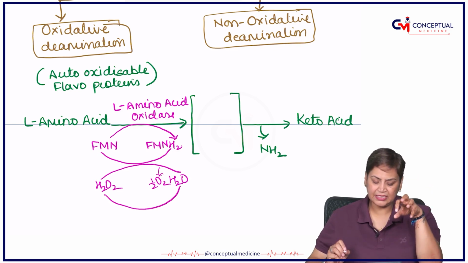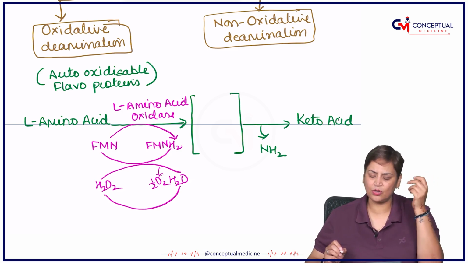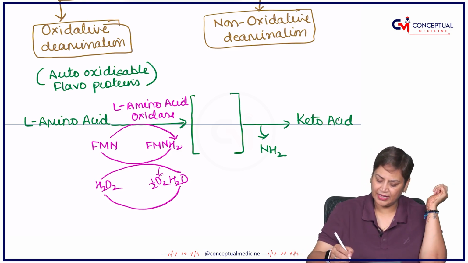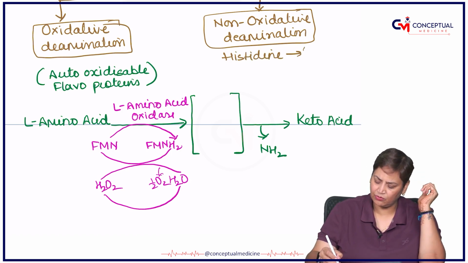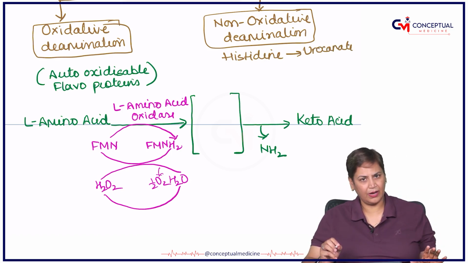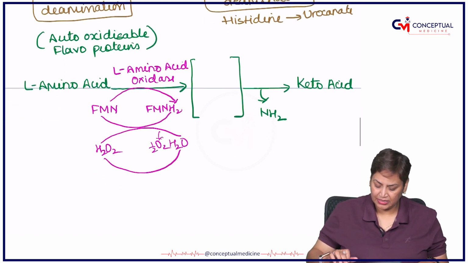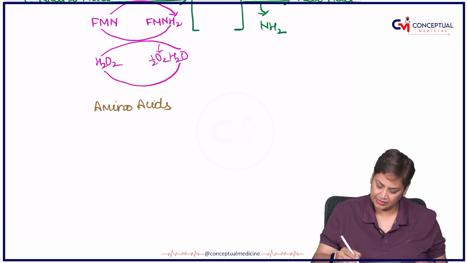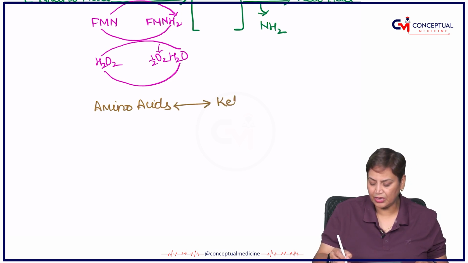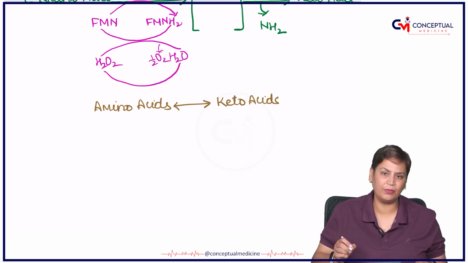Okay, so this is oxidative deamination, and non-oxidative means in the absence of oxygen. I can say histidine can be converted into urocanate. There are many more which we will be discussing in the metabolism of the amino acids itself. So histidine can be converted into urocanate, but here oxygen is not required. Now I can simply say one thing, that all the amino acids in general have their respective keto acids. So amino acids can be converted to keto acids and keto acids can be converted back to amino acids.